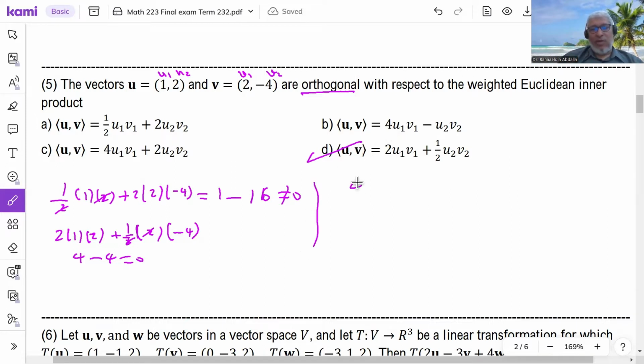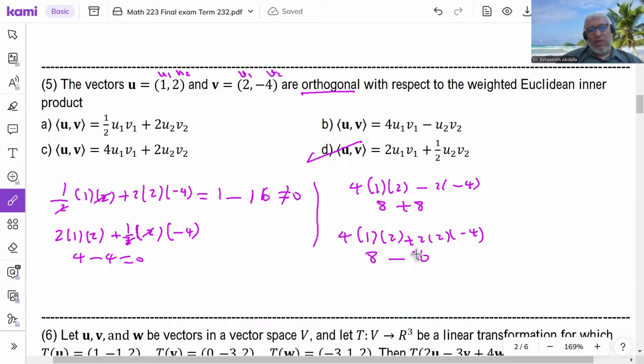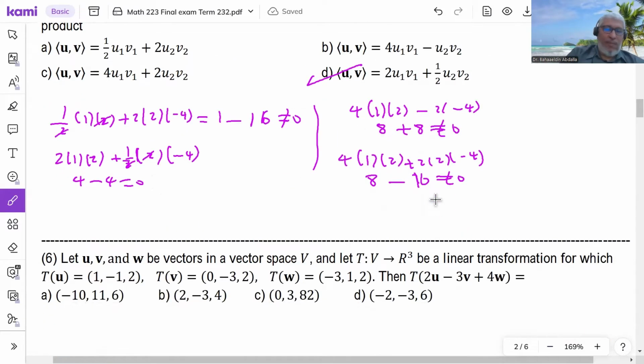If we try B, 4 times 1 times 2 minus U2, which is 2 times -4. Well, here it is 8 plus 8, so it's not 0. C, 4 times 1 times 2 plus 2 times 2 times -4. This is 8. This is -16, not 0. So the correct answer is D.